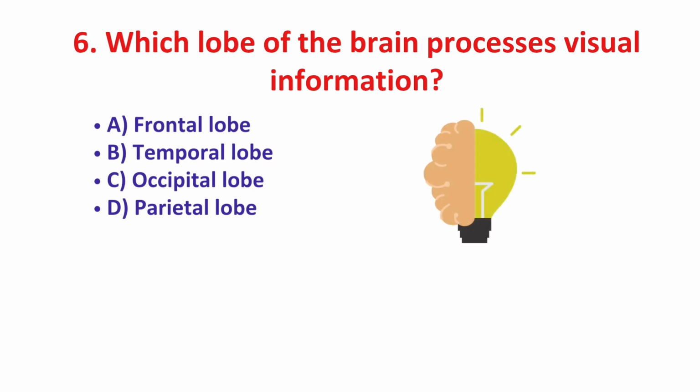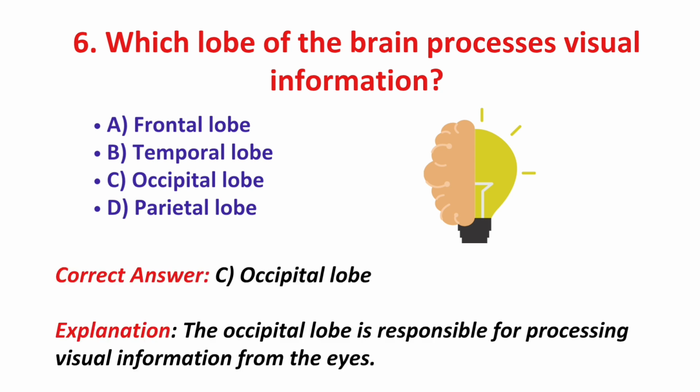Question number 6. Which lobe of brain processes visual information? Options are frontal lobe, temporal lobe, occipital lobe and parietal lobe. And the correct answer is option C, occipital lobe. The occipital lobe is responsible for processing visual information from the eyes. So the correct answer is option C, occipital lobe. It helps in the process of visual information.